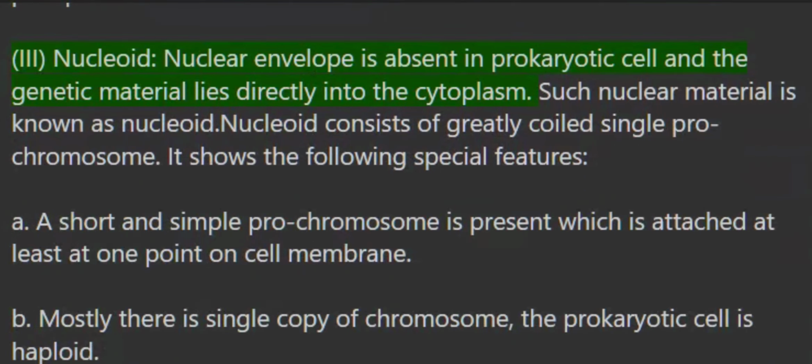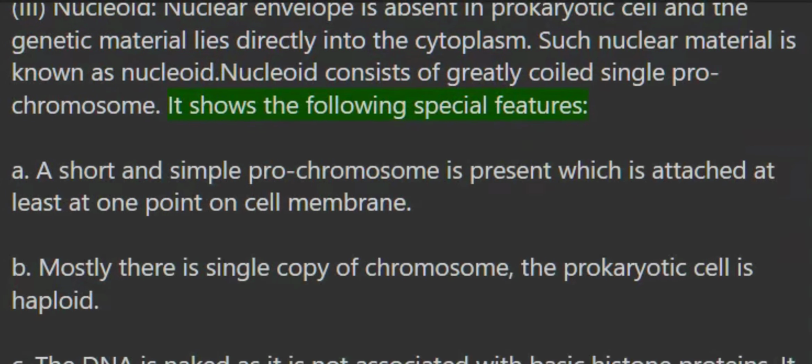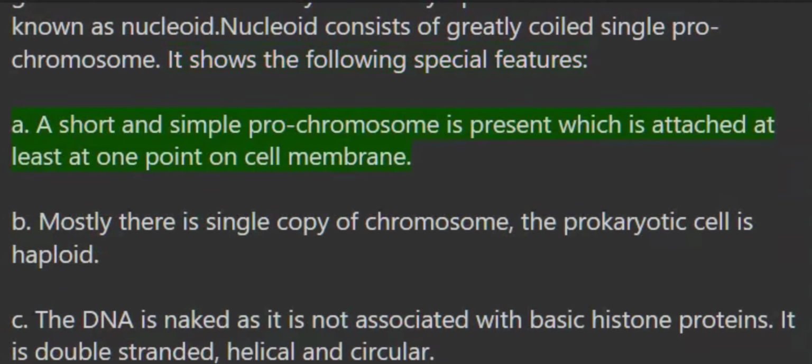3. Nucleoid. Nuclear envelope is absent in prokaryotic cell and the genetic material lies directly in the cytoplasm. Such nuclear material is known as nucleoid. Nucleoid consists of a greatly coiled single prochromosome. It shows the following special features.